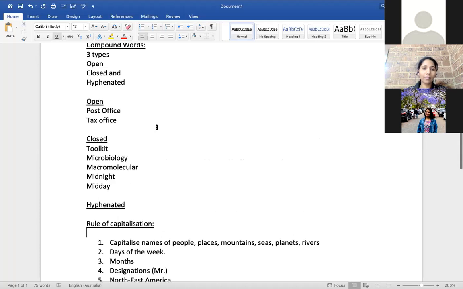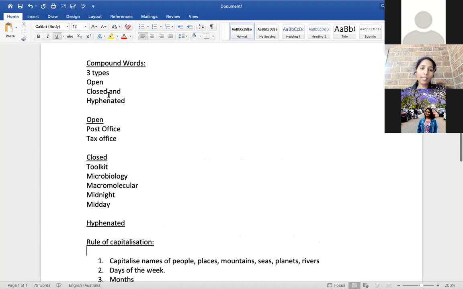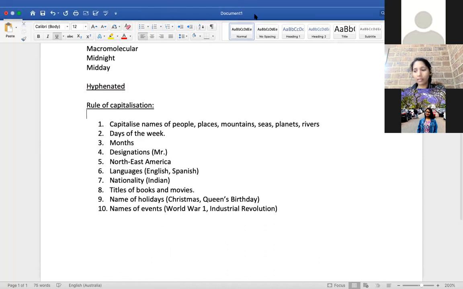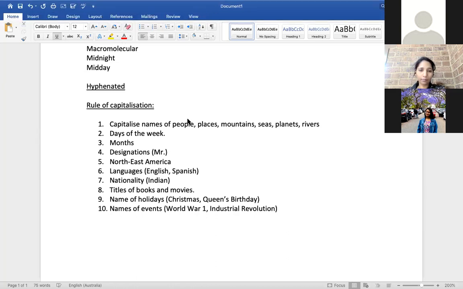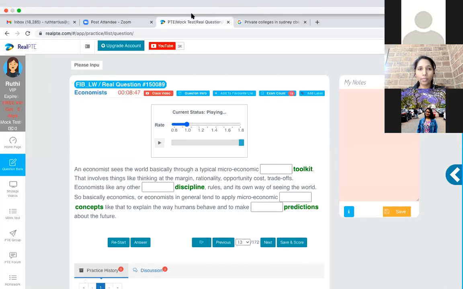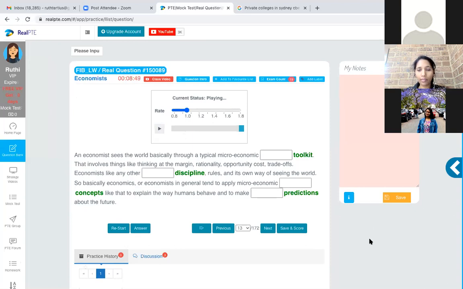So two things to remember: compound words and then rules of capitalization. So shall we continue with our practice? Yes. Let's start off with write from dictation. So for this, you know the drill: listen, repeat and take initials, complete your sentences and then type it in. Start with capital, end with full stop. So let me show you the drill again.